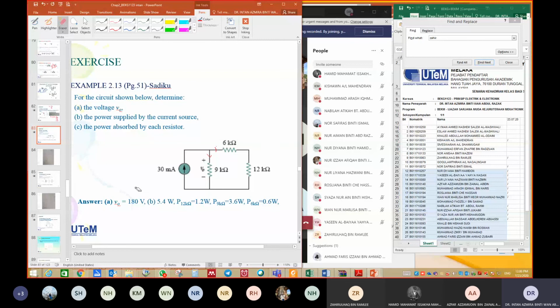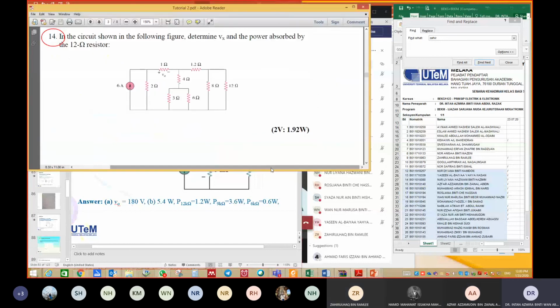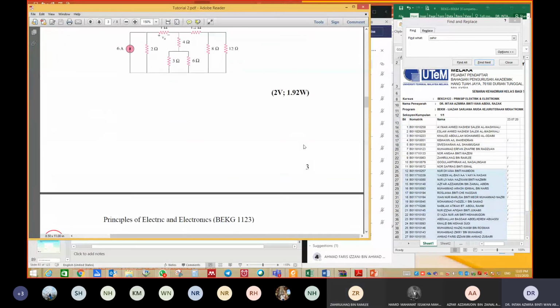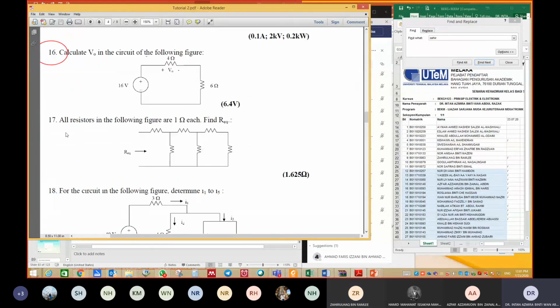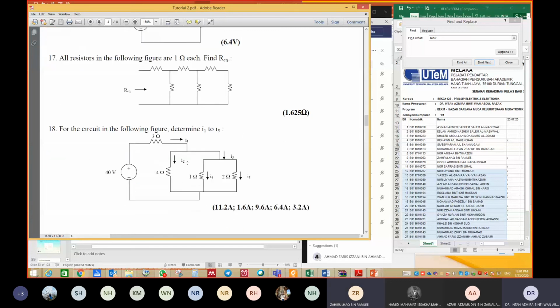Okay, actually we have covered current divider, voltage divider, KVL, KCL, Ohm's law. And then how about tutorial? You can solve number 14, 15, 16, 17 is okay. Yes, you can solve number 17 because this is principle of series and parallel R. Number 18, yes, you can determine I1 because you can find by using current divider principle, KCL.